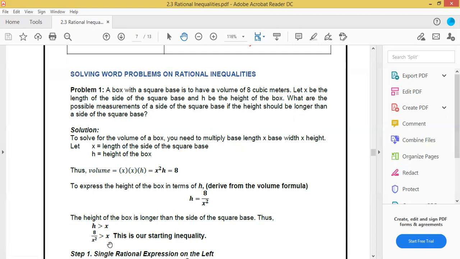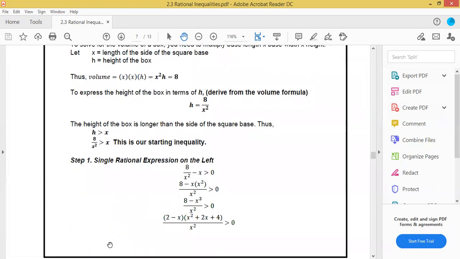Now let's start with step 1 of the smooth method. Step 1, we only need to have one single rational expression on the left. So we transpose x to the other side. It becomes negative x. You multiply this with the denominator. You have 8 minus x times x squared over x squared. So x times x squared is x cubed. Take the negative sign over x squared.